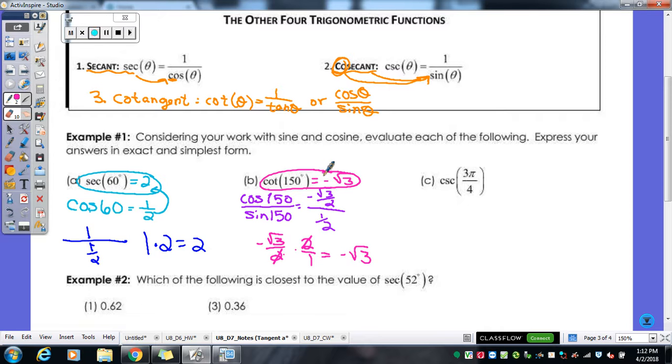So then C, we have cosecant of 3 pi over 4. Let's first turn that into degrees. So 3 pi over 4 is how many degrees? 135. Oh, but it's cosecant. Cosecant is the reciprocal of sine. So what is the value of sine of 135? Because it's 3 times 180 divided by 4, gives us 135.